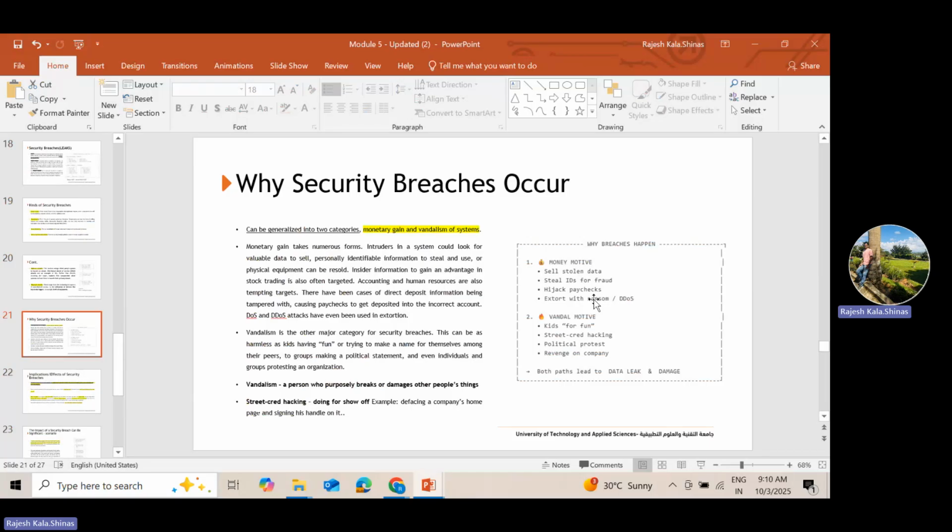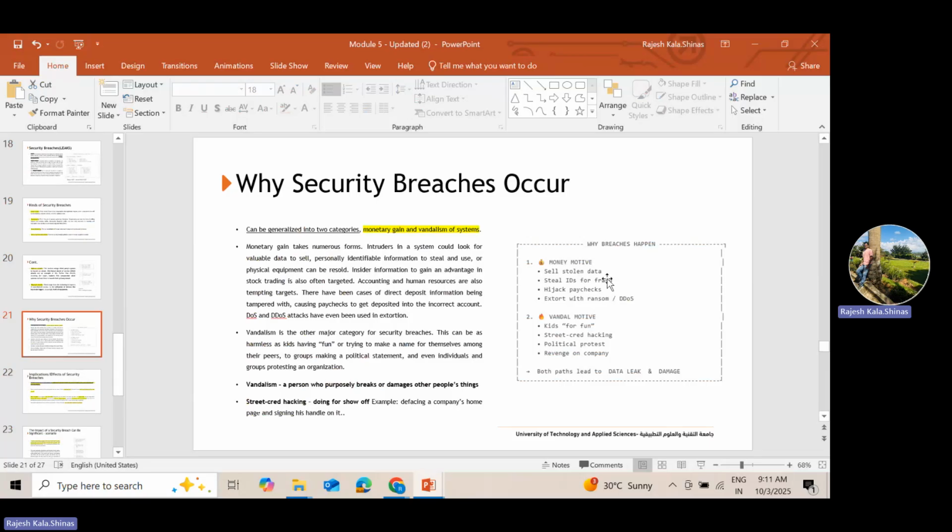Then extort with ransom or DDoS. Ransomware, or ransom money. Someone will lock your computer and they will ask for ransom money. If you want to unlock the machine, give me the ransom money, and I will give you the username and password to unlock it. This is the money motive.